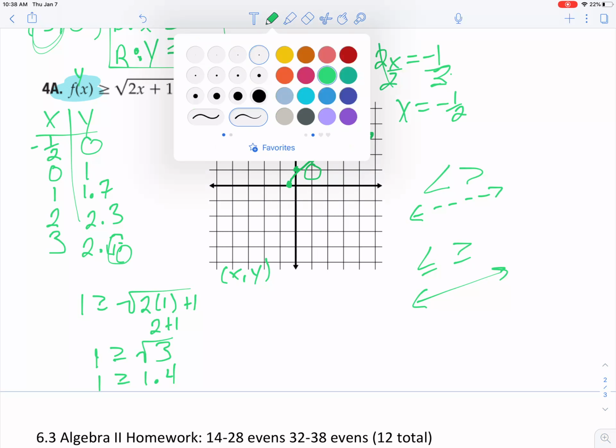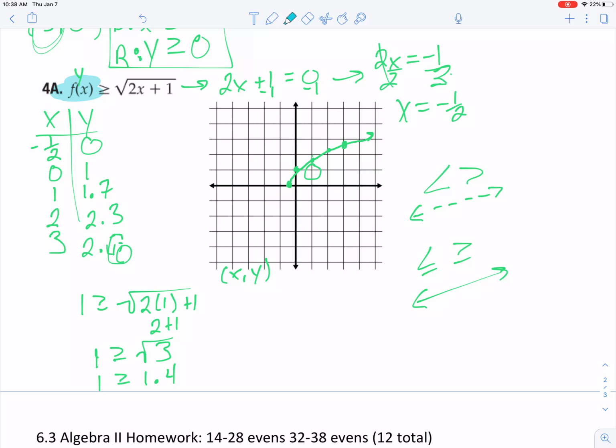Okay. What I do know is what I have to do next is read this sentence. Is 1 bigger than 1.4? And the answer is no. 1 is not bigger than 1.4, which means I cannot shade right there, which means you need to shade up.